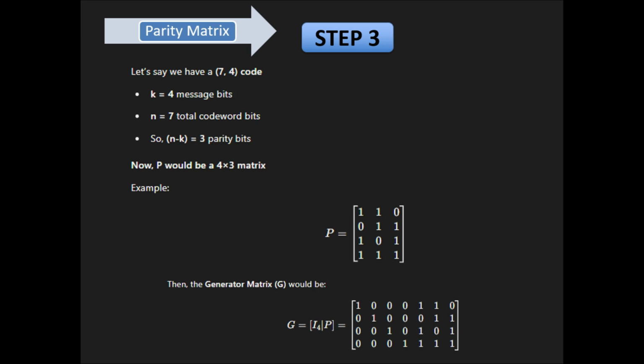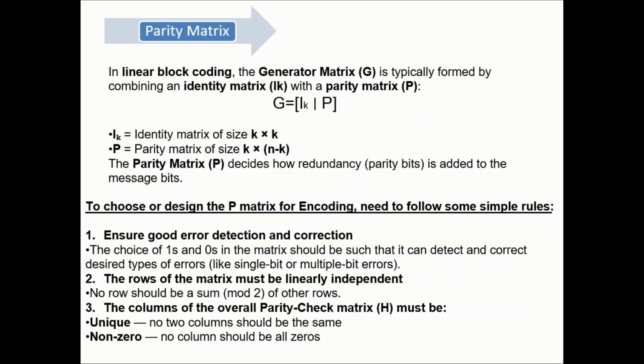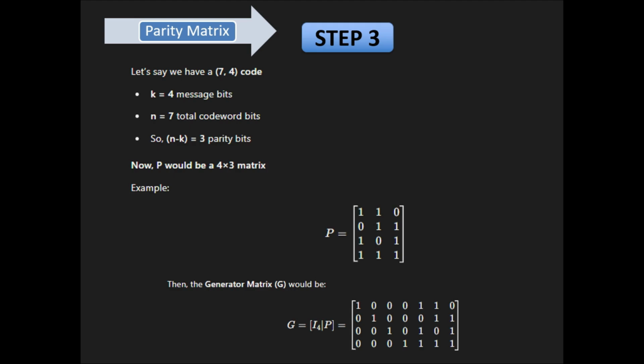Now P would be a 4 cross 3 matrix. Why 4 cross 3? K cross n minus k. That is the rule for creating a parity matrix. You can see over here the identity matrix of size k cross k and the parity matrix of size k cross n minus k. So now k cross 3 will be the parity matrix row and column size.